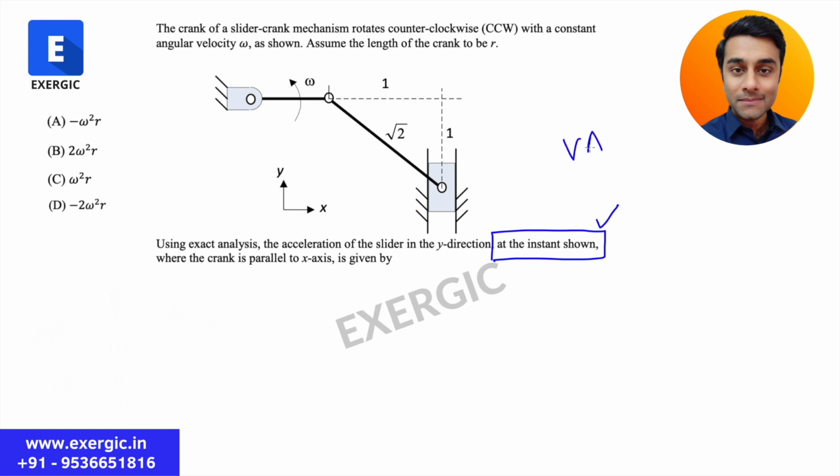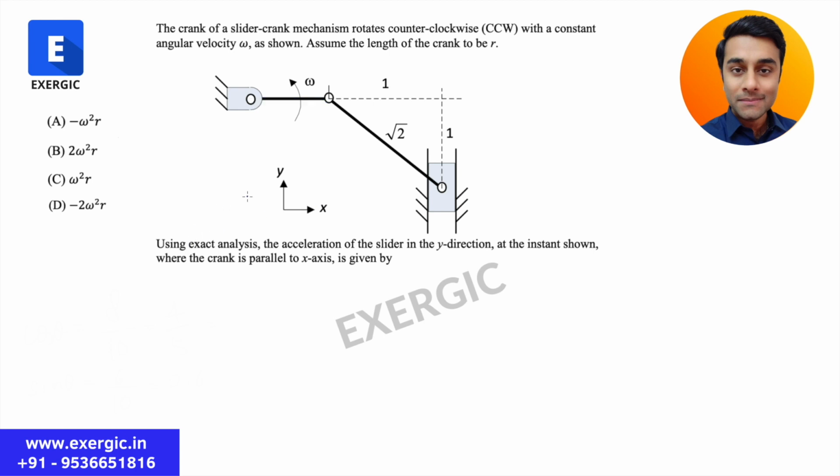Almost every question of velocity analysis or acceleration analysis will mention this, because it's a moving mechanism, it's a dynamic mechanism. Every instant the orientation is changing. The crank which is here currently may move to this point at the next instant, and to this point at the instant after. So it is continuously moving, continuously changing. Whatever question we do, whatever analysis we do, is at any given instant. So using exact analysis, the acceleration of this slider is to be told in the y direction. It can be in this direction also, or in this direction. We will see that at this instant the crank is parallel to the x axis. So it has given that at this instant the crank, meaning this crank, is parallel to this x axis.